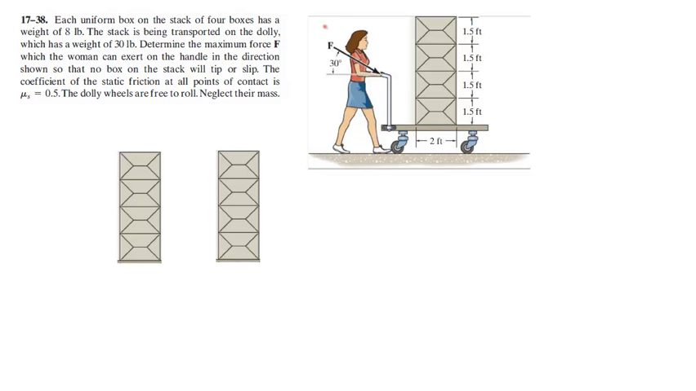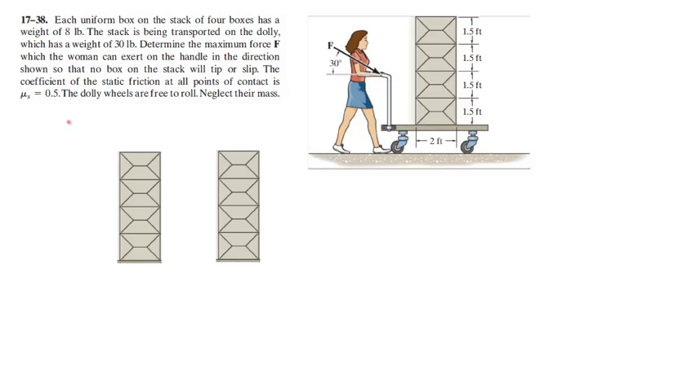Hey all, so in this problem we want to figure out the force that this woman can push on this crate of 4 boxes to prevent them from either slipping backwards towards her as she accelerates the cart to the right, or, if the coefficient of friction is large enough, to prevent them from toppling over in the counterclockwise direction.